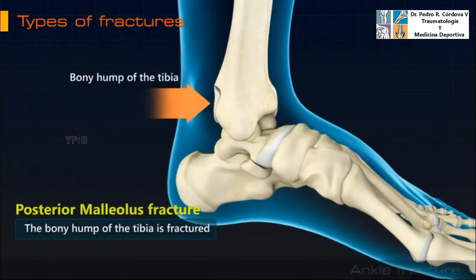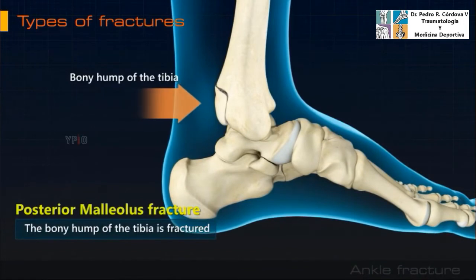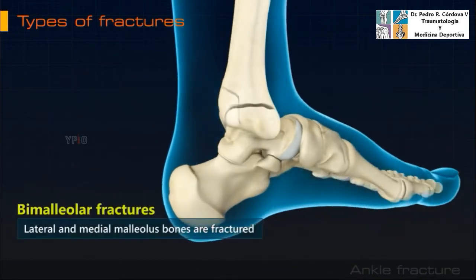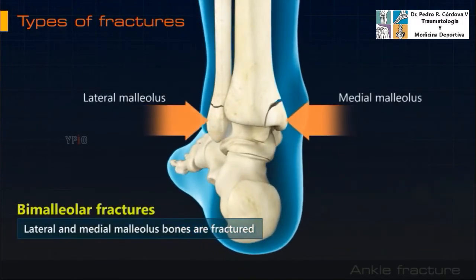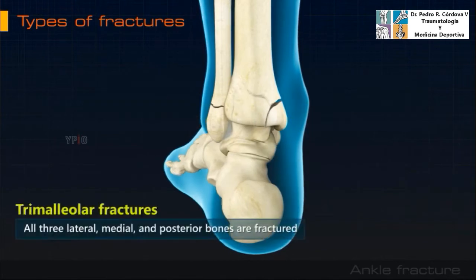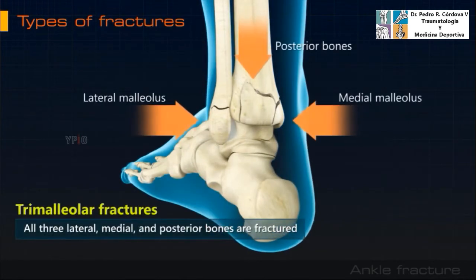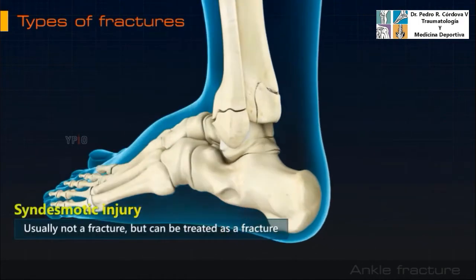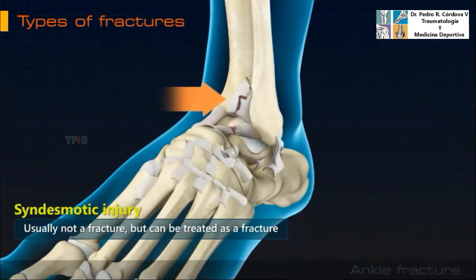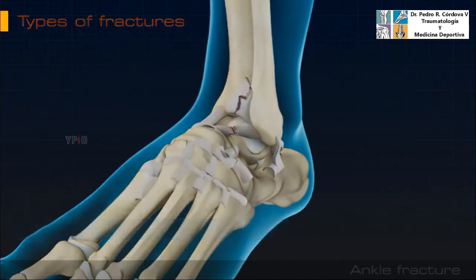Posterior malleolus fracture, in which the posterior malleolus, the bony hump of the tibia, is fractured. Bimalleolar fractures, in which both lateral and medial malleolus bones are fractured. Trimalleolar fractures, in which all three, lateral, medial, and posterior bones are fractured. Syndesmotic injury, also called a high ankle sprain, is usually not a fracture, but can be treated as a fracture.